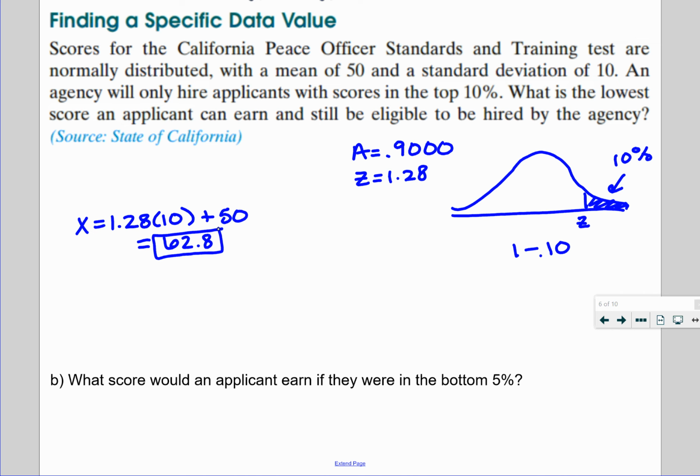Everybody seeing these numbers okay? I know they're kind of small. It's kind of hard to follow along with that.